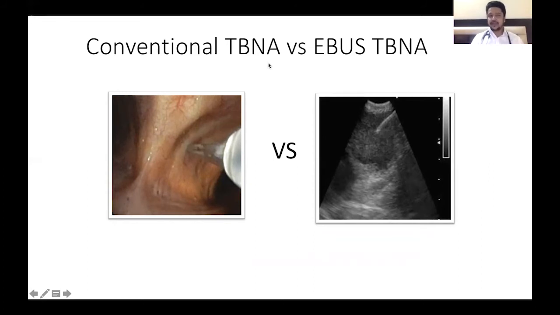Conventional TBNA can be helpful if the mediastinal nodes or masses are particularly large, but it has a lesser diagnostic yield than EBUS TBNA for obvious reasons, and it has a high complication rate because in the mediastinum we have large vessels, the aorta, the superior vena cava, and the heart. We can introduce the needle wrongly into some blood vessel or some heart chamber. So EBUS TBNA is the modality of choice to sample the mediastinal nodes or masses and to make the diagnosis.